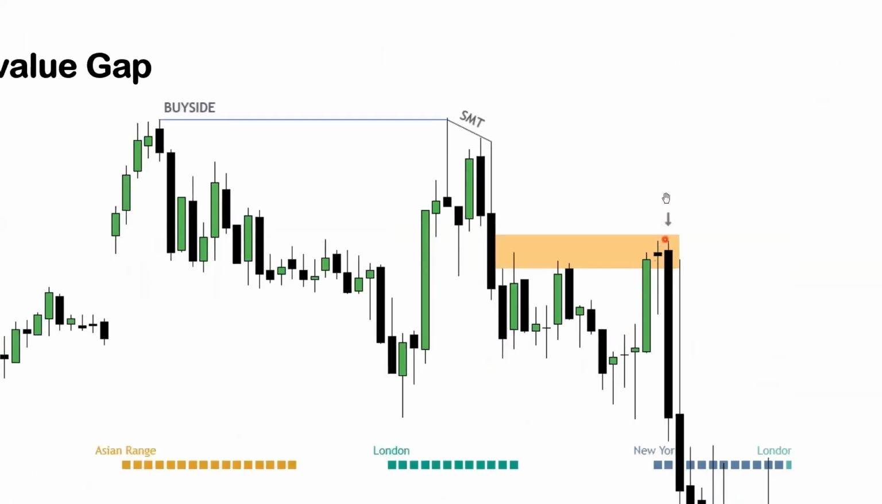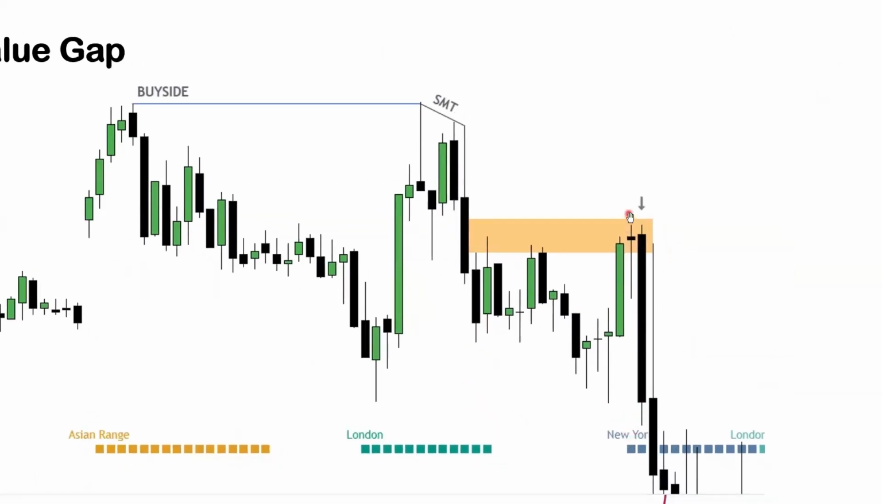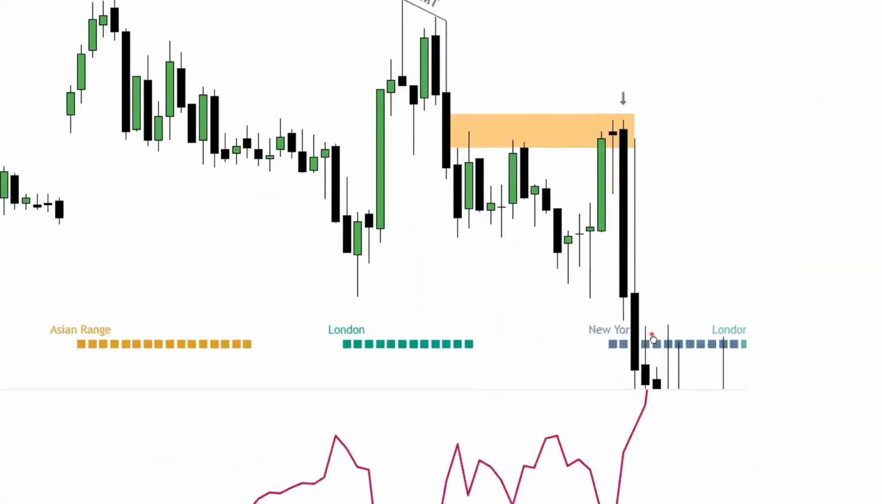And then you returned when? You don't want to be entering here because, well, it's still London. But look at how it returned in New York. And then it rallied downwards.